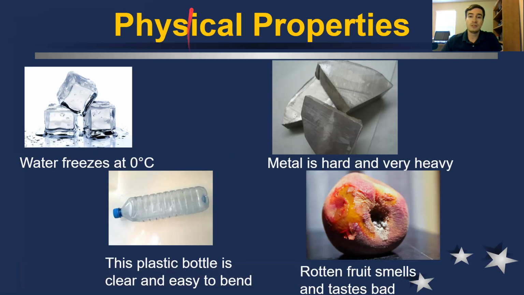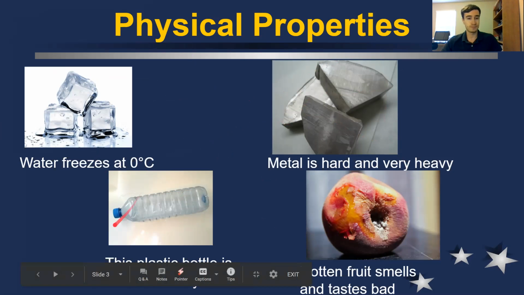All right, metal is very hard, right? It's hard to squish and bend, and it tends to be really heavy. So even if you have a small chunk of metal, it's very dense and very heavy. Again, a physical property, something that we can determine by looking and measuring this metal.